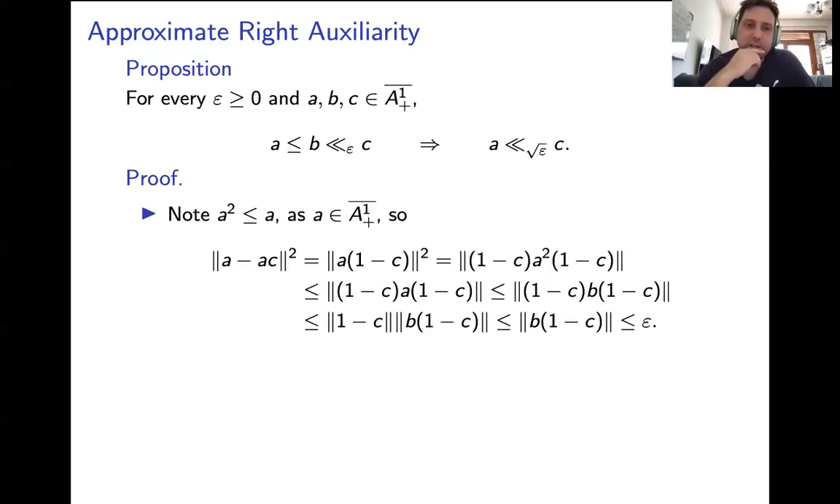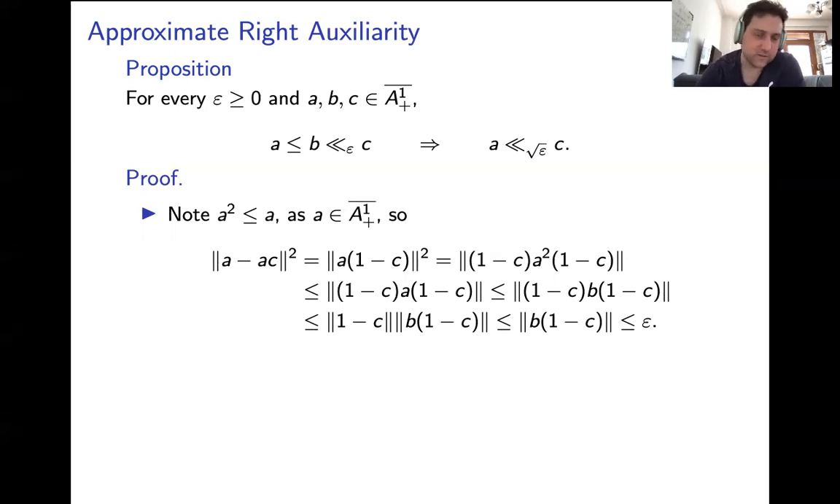Okay, so the first thing to note is that if you're taking these a's, b's, and c's within the closed positive unit ball, then a squared is below a, right? And again, this just goes back to Gelfand, right? Think about a function on some space which takes values only between 0 and 1. For anything in between 0 and 1, the square is always going to be below the number you started with. Once you go above 1, of course, this fails, right?